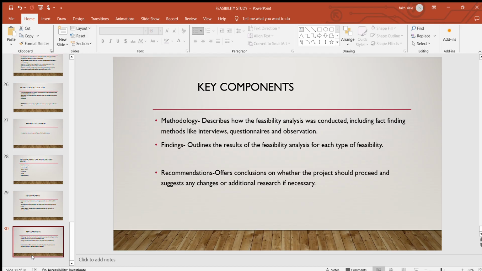So that was all about feasibility study. And in our next session, we are going to look at system analysis, which is chapter 6 or topic 6 of system analysis and design. So that was all for today, and see you in our next session.